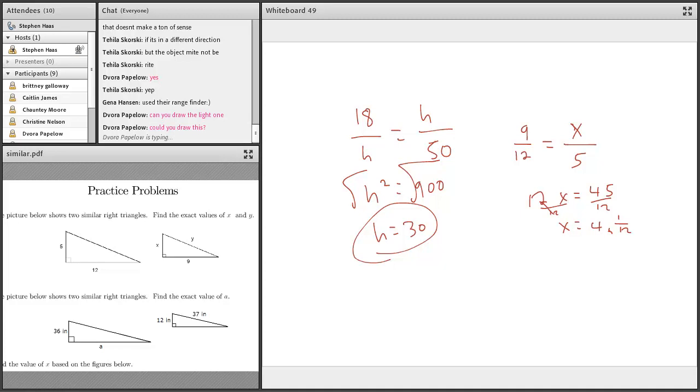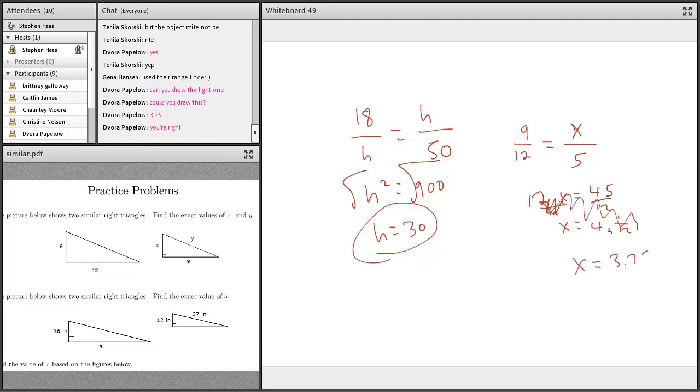Wait, one second, that doesn't make any sense. What did I mess up here? 9 is to 12 as x is to 5. No, that's right. I'm sorry, I just didn't divide properly. Yeah, you're right. 45 divided by 12 is 3.75. That's correct. Okay, good. So that's 3.75.